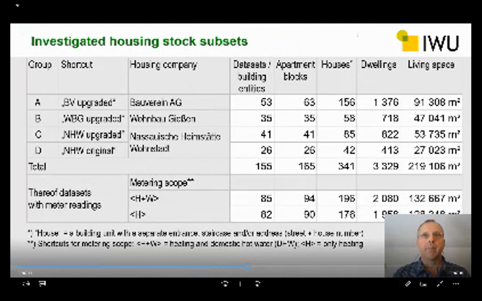Now we are coming to the implementation of the concept. As mentioned earlier, we are cooperating with three housing companies and they have provided data of buildings in three groups, refurbished buildings A, B, C, and one group, group D, with buildings which are not yet refurbished. And so we have got 155 building data sets of building entities, which are mostly apartment blocks, 165 apartment blocks, consisting of more than 3,000 dwellings.